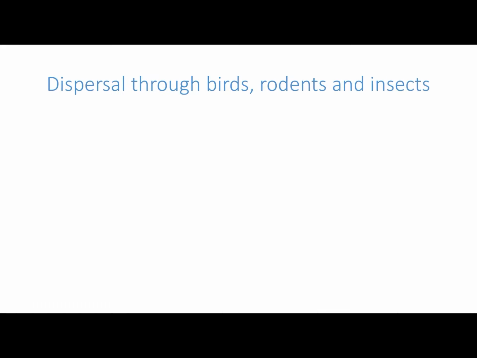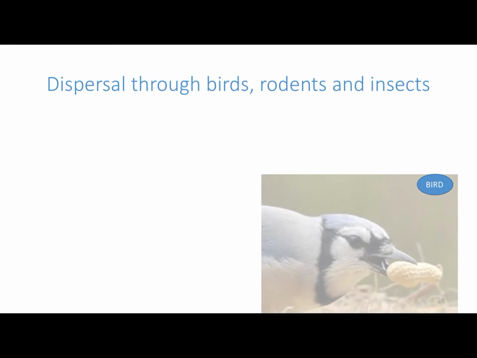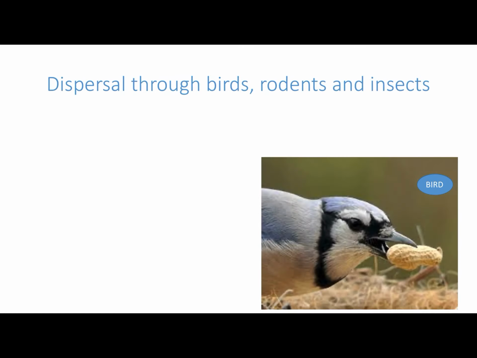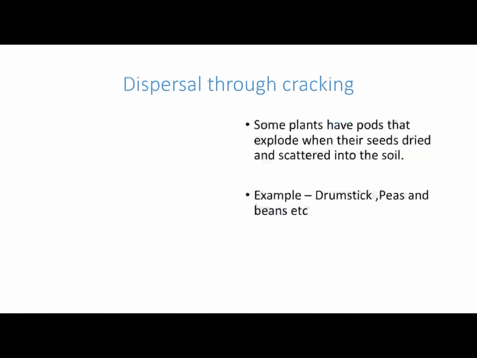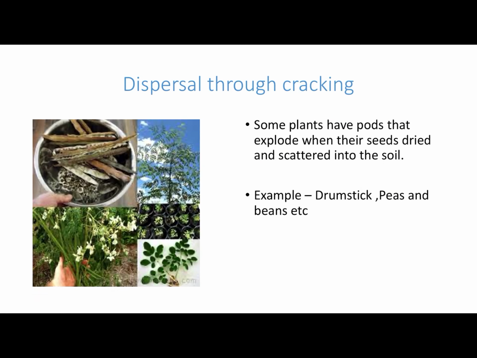Birds also eat fruits and they help to disperse seeds to other areas through their droppings. Some plants have hooks to which the seed is attached. These hooks easily get attached in the fur of animals. Some plants, like drumstick, beans, peas, have pods that explode when the seeds are ripe and shoot out the seeds.